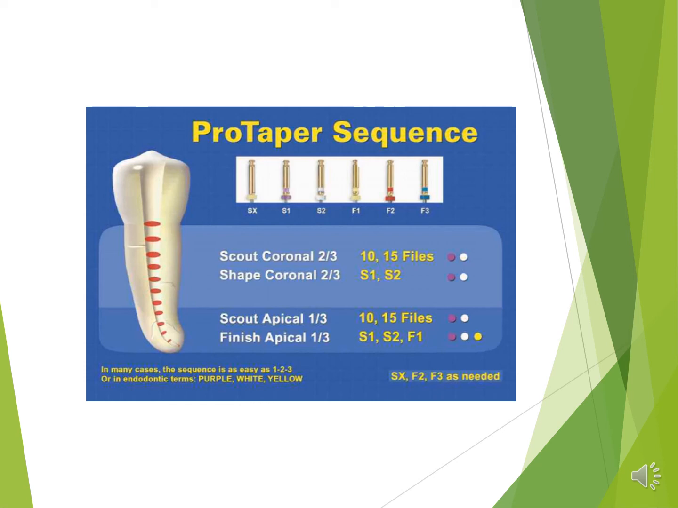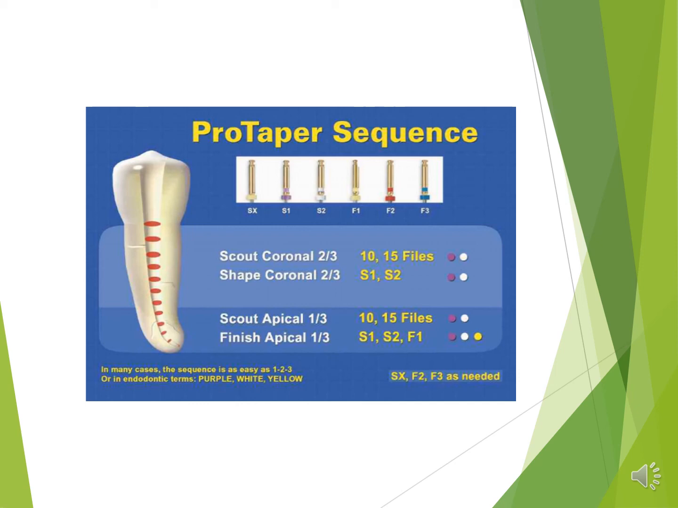I usually use 3 to 4 passes for each instrument, followed by copiously irrigating with full strength sodium hypochlorite. Try to keep the sodium hypochlorite inside the canal for at least 2 minutes between each file, and at least 2 milliliters between each file when you are shaping.